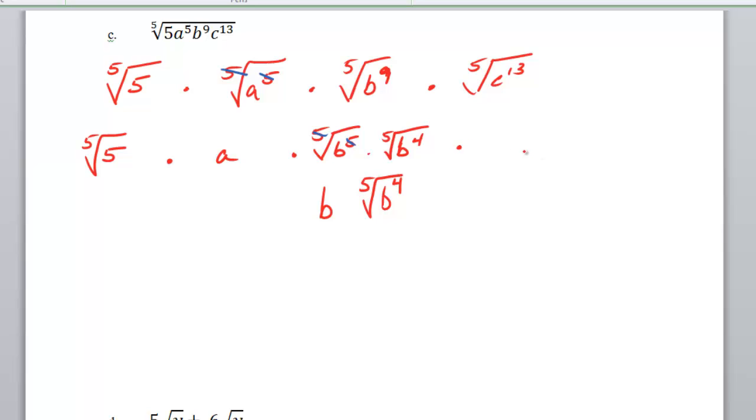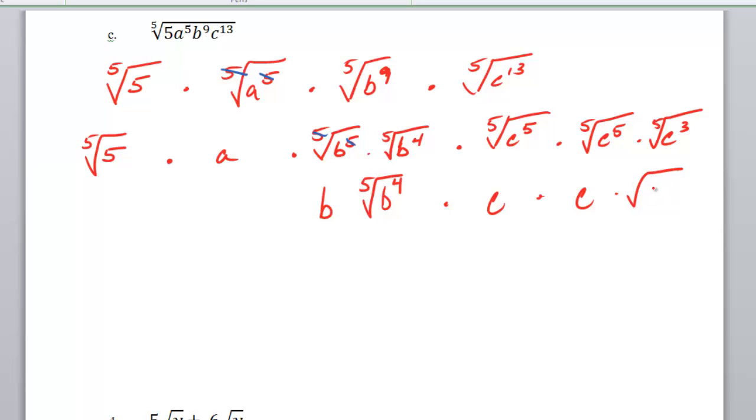Same thing with the c to the 13th. I want to break this up into as many multiples of 5 as I can. So I have c to the 5th, c to the 5th, and that's going to leave me 3 of them. So you can see 5 plus 5 plus 3 gives me the 13. And then out of this, I'm going to end up with c and c, but I have c to the 3rd remaining underneath there because I don't have enough to offset the root of 5.